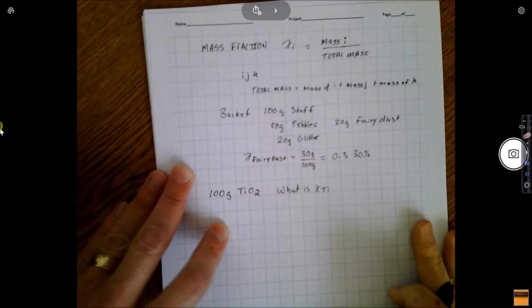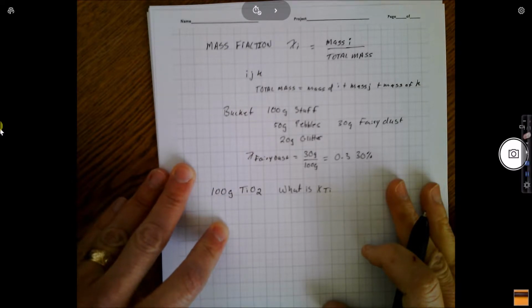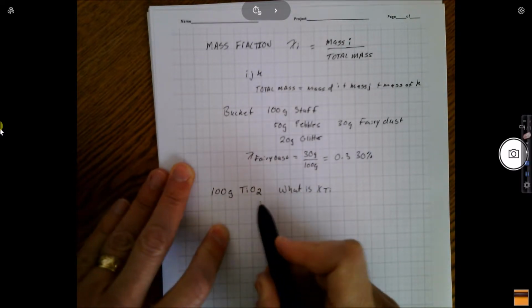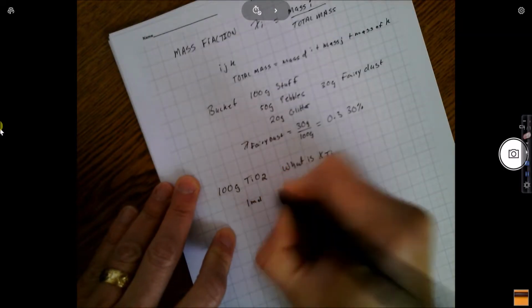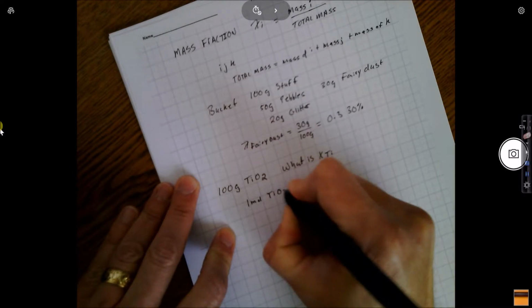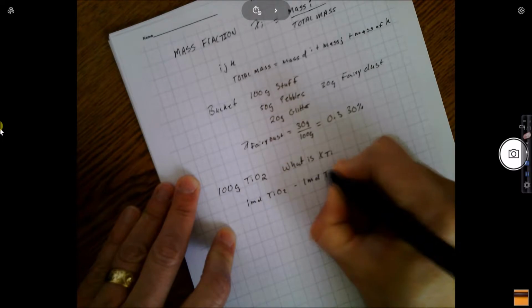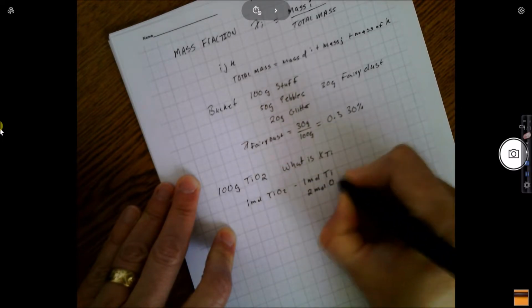All right, so we would do X sub Ti. So what is the mass fraction of titanium? Well, we have to do a little bit of chemistry stuff here. If you look at the stoichiometric relationship between titanium and oxygen, in 1 mole of titanium dioxide, there is 1 mole of titanium and 2 moles of oxygen.